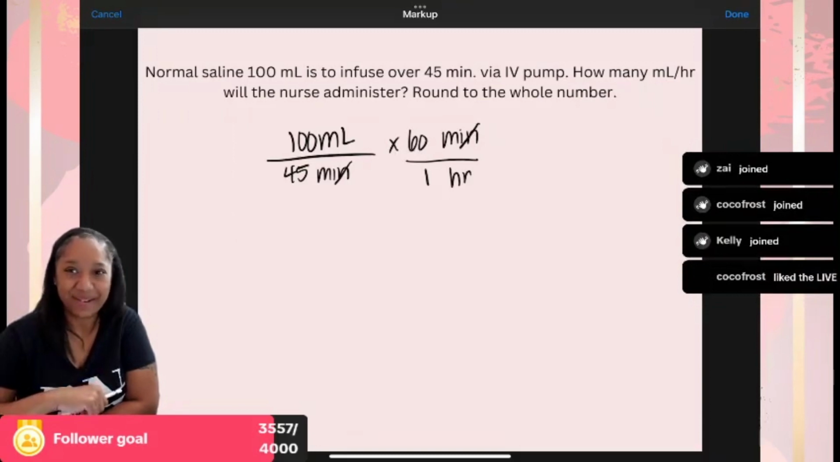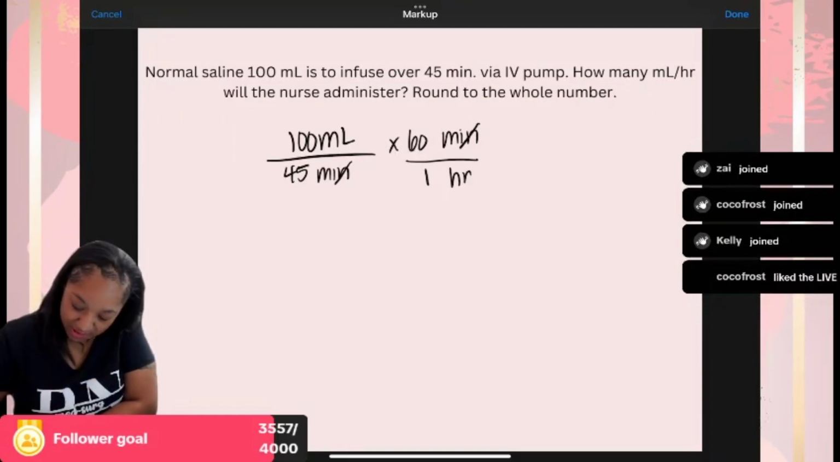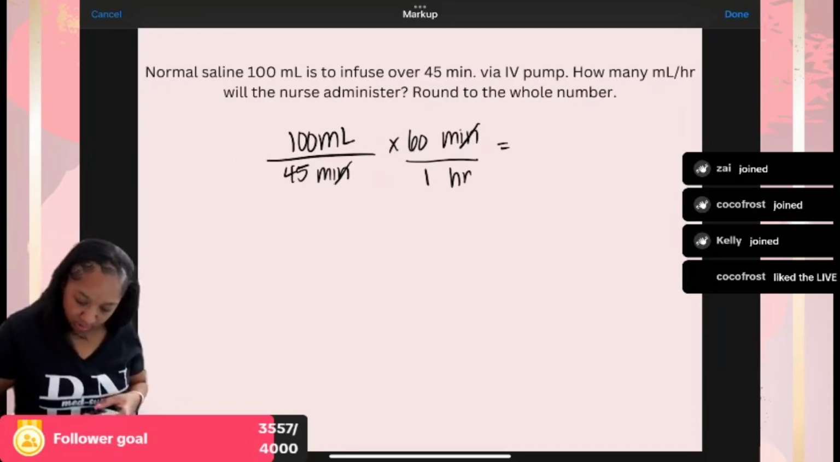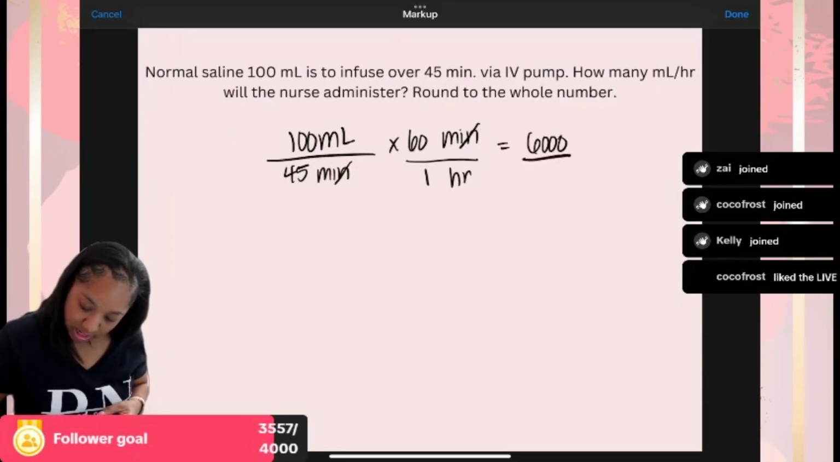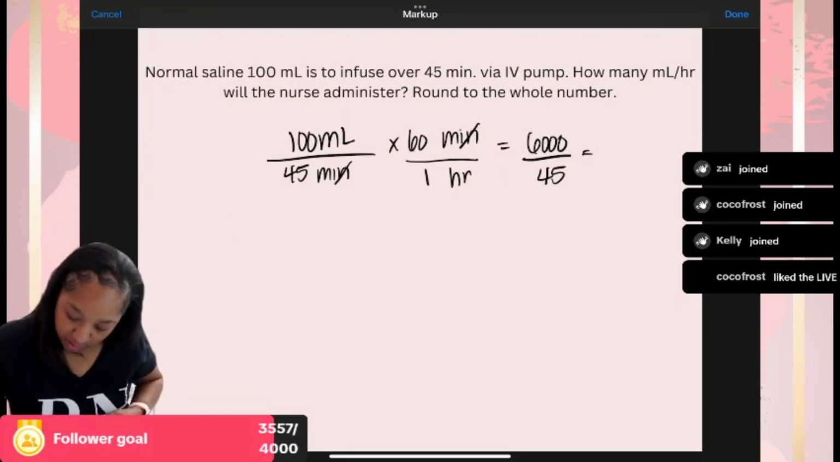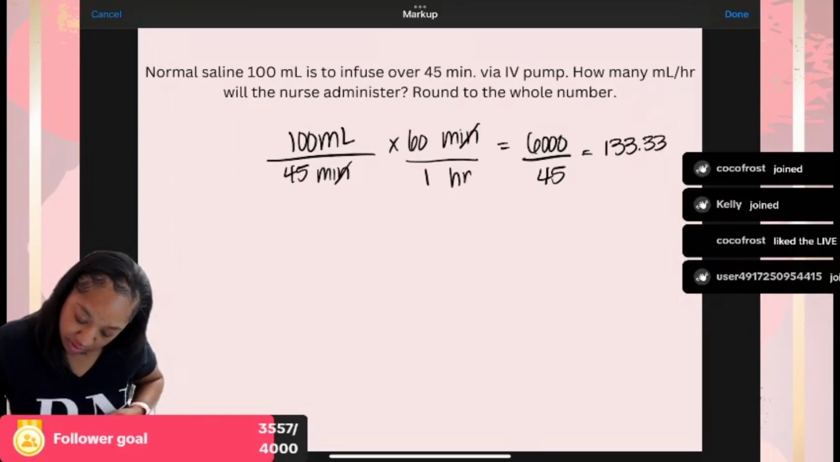Alrighty, so 100 times 60 is 6,000, divided by 45. 6,000 divided by 45 is 133.33. So the nearest whole number is going to be 133 milliliters per hour.